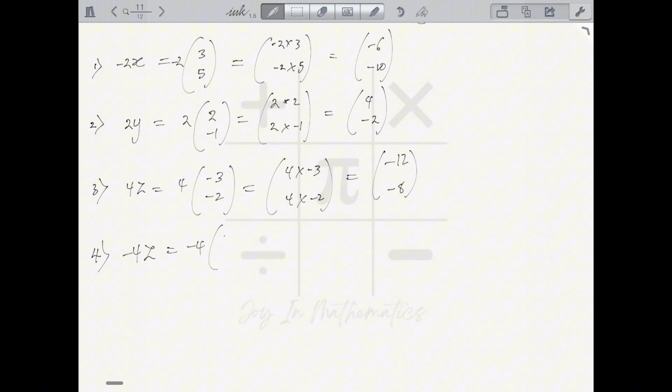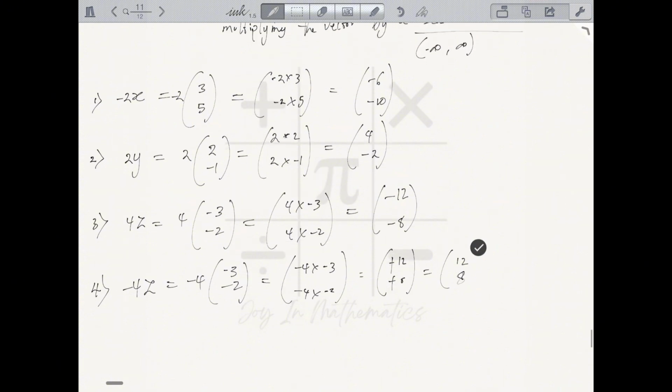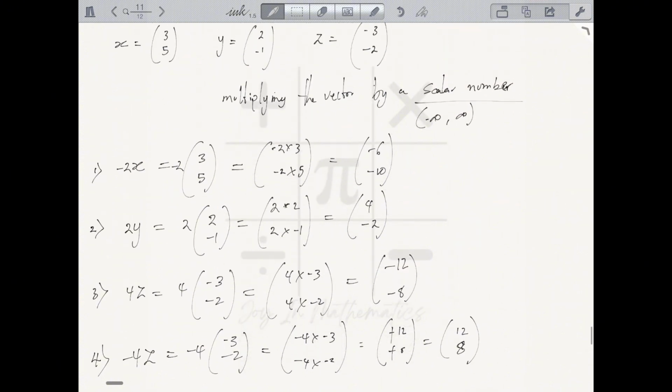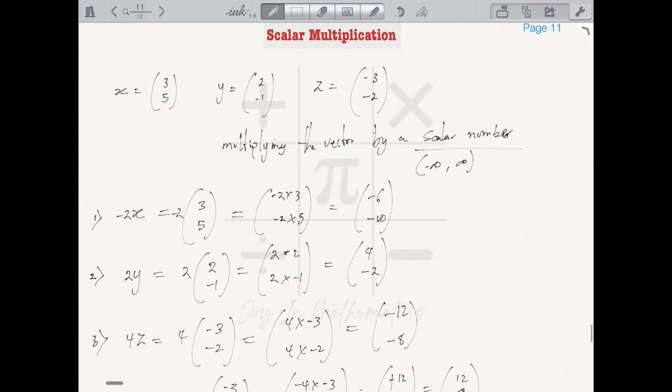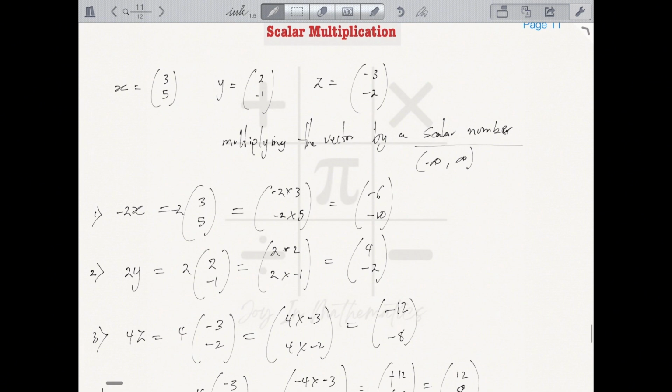We can also have minus 4 multiplied by z. So that's minus 4 multiplied by minus 3 minus 2, and this will give us minus 4 multiplied by minus 3 and minus 4 multiplied by minus 2. With that done, we have positive 12 and positive 8, so we can write it as 12 8. So that is the whole deal on scalar multiplication. We take a vector, multiply by a scalar number, and then we have an answer.